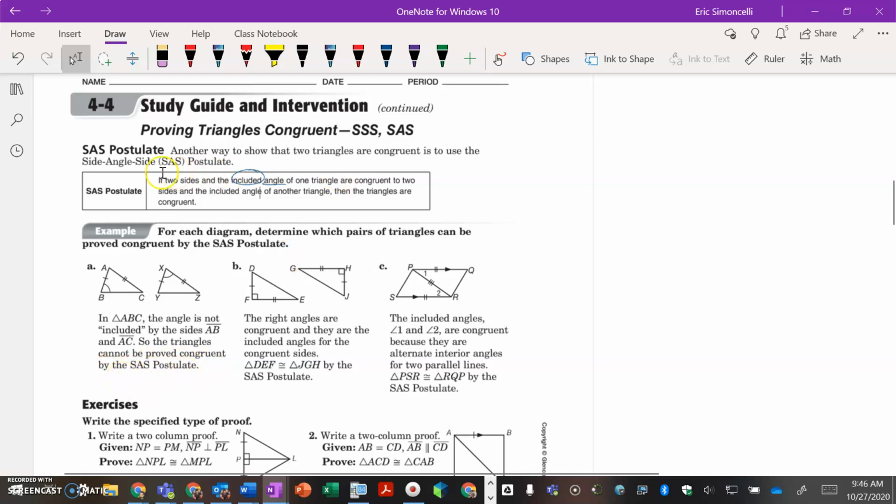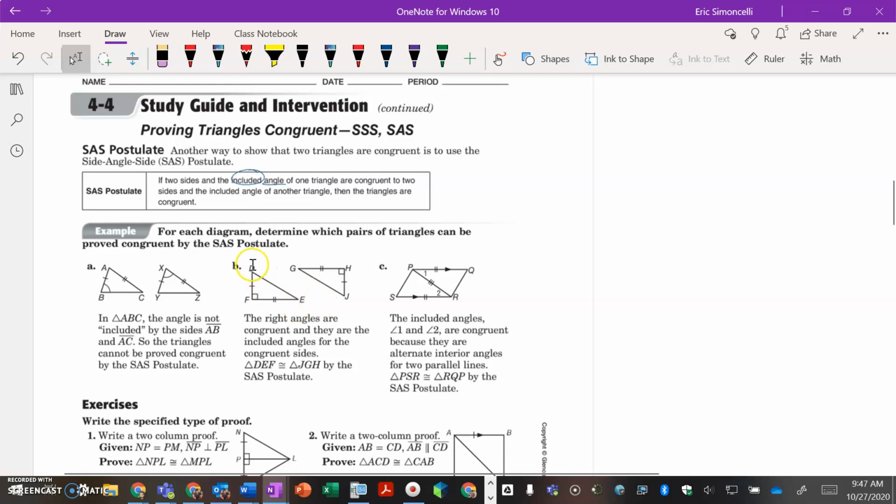Quite literally, it's called side angle side with the angle in the middle because you've got one side like we see here, another side like we see here, and the angle included in between. But again, these 2 are not congruent because, well, angle A is not included. What about part B though?